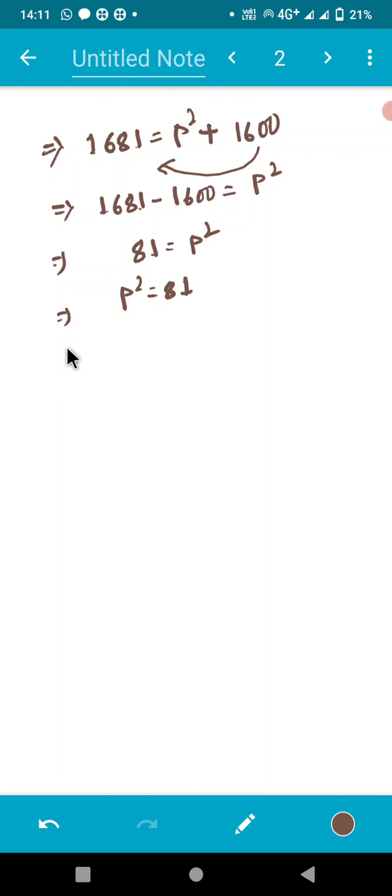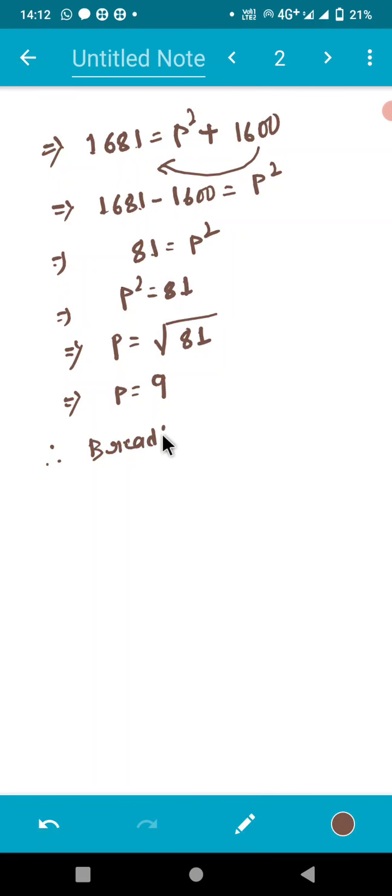Now as we have to find out the value of p, so we have to remove this square, and when we do that we put a square root sign on the other side, that is square root of 81. Now what is the square root of 81? It is 9. So therefore breadth is equals to 9 centimeter.